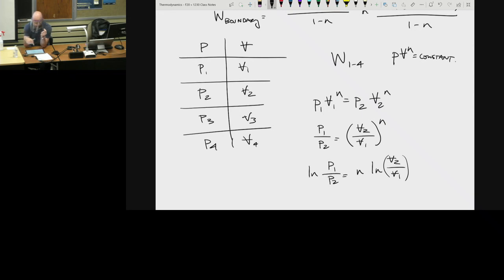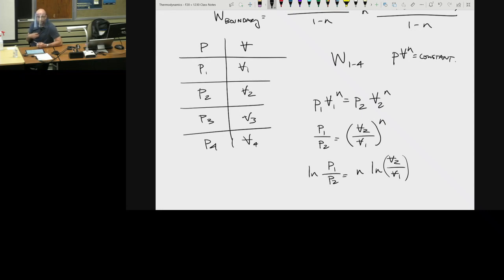If I did this one, P1 and P2, I might have got n is equal to 1.21. And if I use P1 and P3, I might get n is equal to 1.22 or something like that. That's because we're trying to find a best fit line through there. The best thing to do would be to graph it on Excel and put a best fit line through those. That's how we find what's called the polytropic exponent.